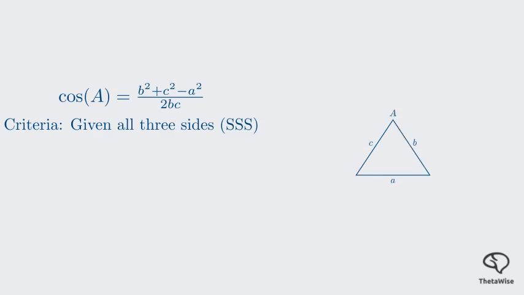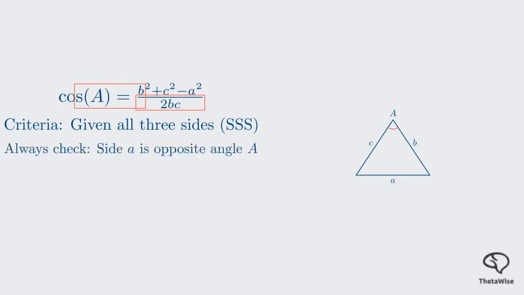The most critical part here is identifying which side is A. Side A must be the side opposite the angle you are trying to find. The other 2 sides, B and C, are the sides that enclose the angle. If you mix these up, you will get the wrong angle, so always double-check your labeling before you start calculating.